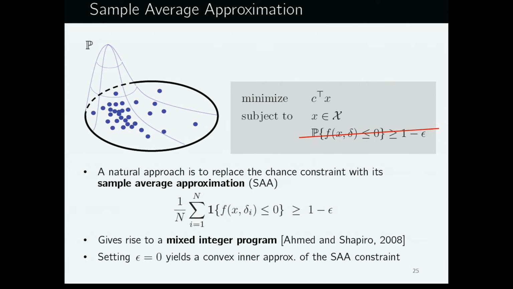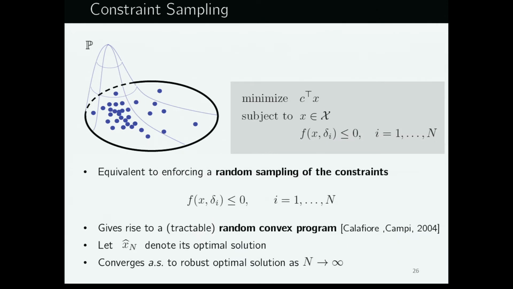So one way of doing that is to set the risk constraint, or the acceptable probability of constraint violation, equal to 0. This constraint then turns out to be equivalent to a set of random convex constraints, or more simply, a random sampling of your underlying constraint functions. So this is a tractable convex program. It is random because your feasible set is random. It's determined by the samples that you've procured.